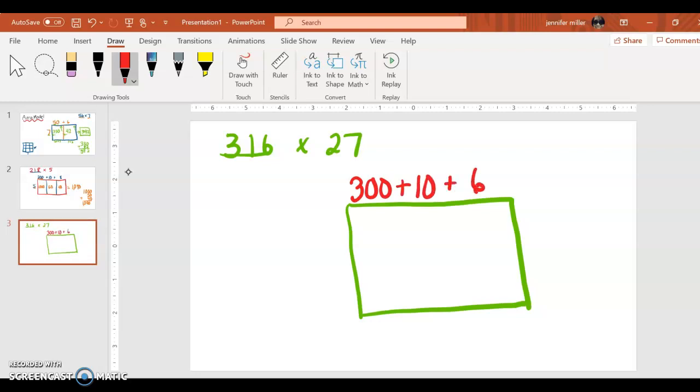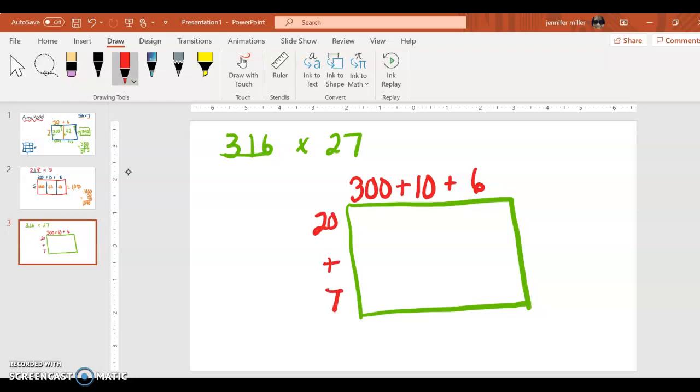So 316. 16 is not a number I would know how to multiply, so I don't want to break it up into 300 plus 16. I want to break it down by every place value: hundreds, tens, ones. I'm going to do the same thing over here with my 27. 27 decomposed is 20 plus 7.